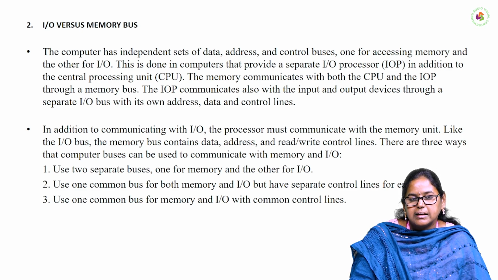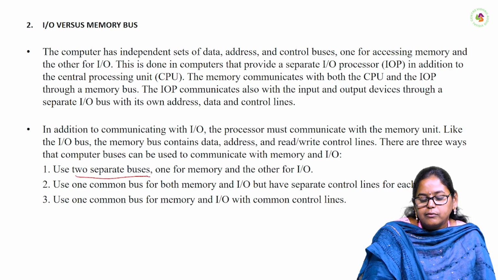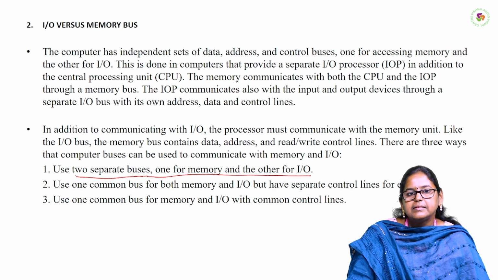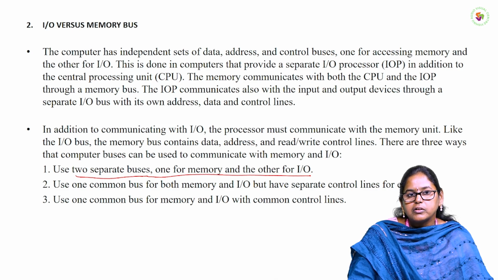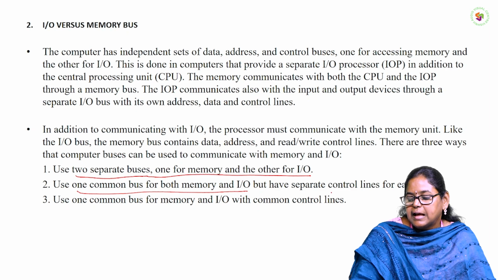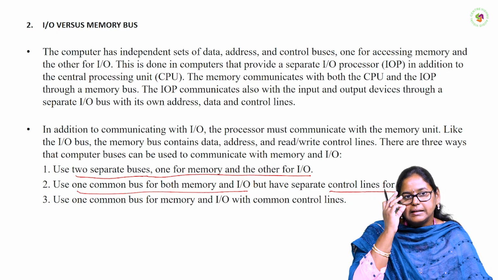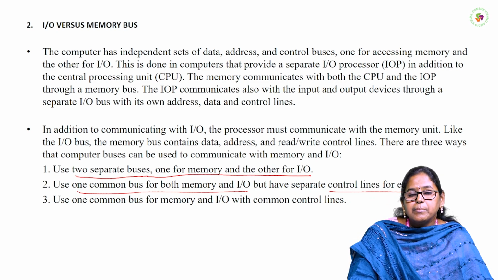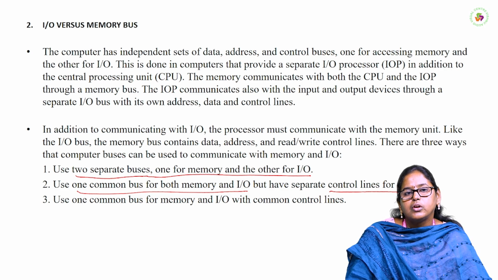What are the 3 ways here? The first method uses 2 separate buses, one for memory and the other for IO. For communicating with memory, the CPU uses the memory bus, and for communicating with the IO devices, it uses the IO bus. The next option is one common bus for both memory and IO, but having separate control lines for each. The CPU will use one set of lines for communicating with the memory and the IO, but different control lines. Control lines for the memory are going to be different, and control lines for the IO are going to be different.